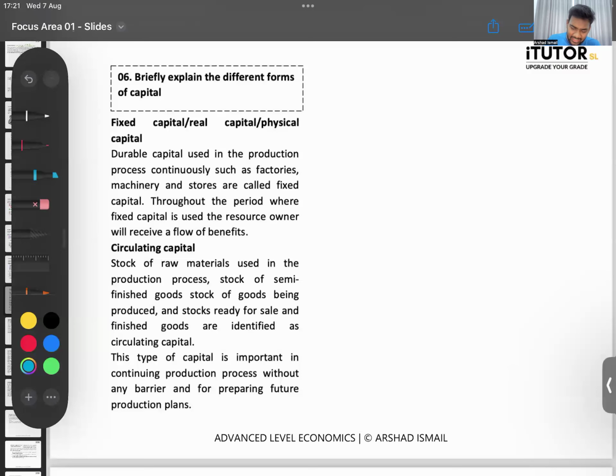What is circulating capital? Circulating capital is what you mainly call, Lamai, your raw materials. You have raw materials, you have semi-finished goods and your finished goods. Now, why is this circulating capital important, Lamai?